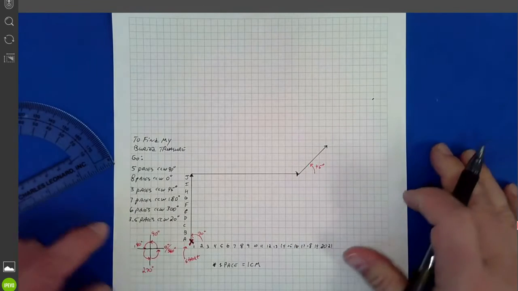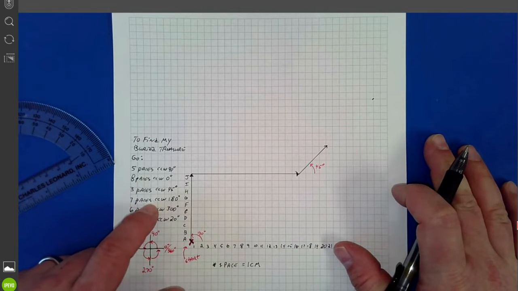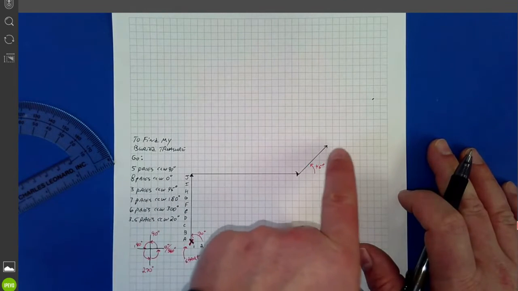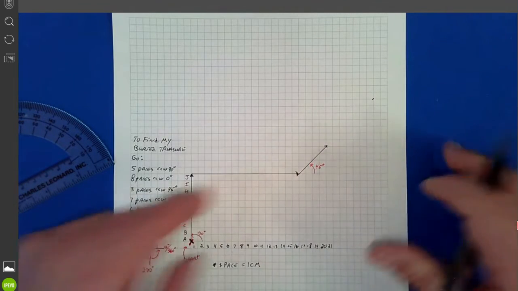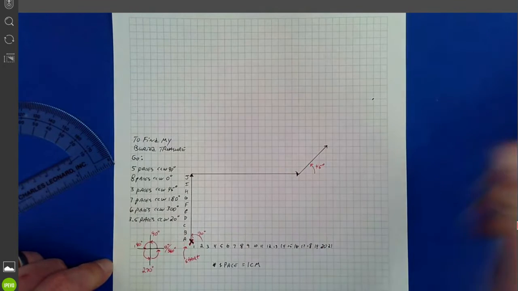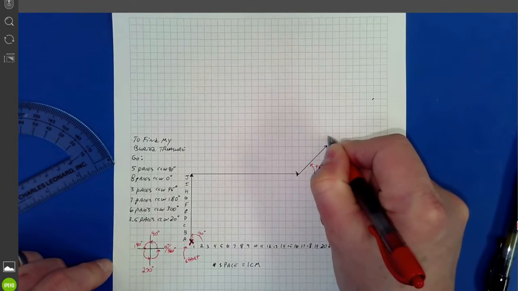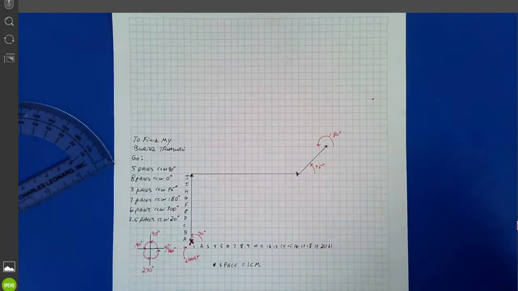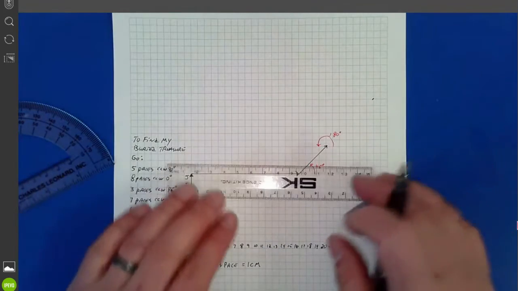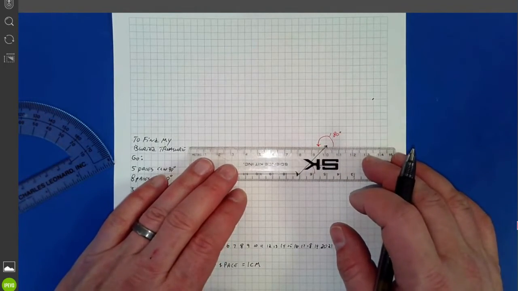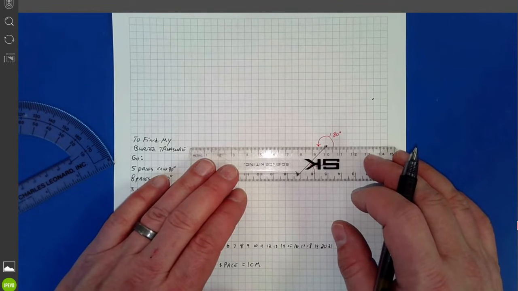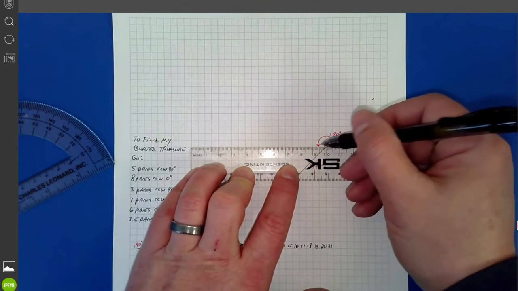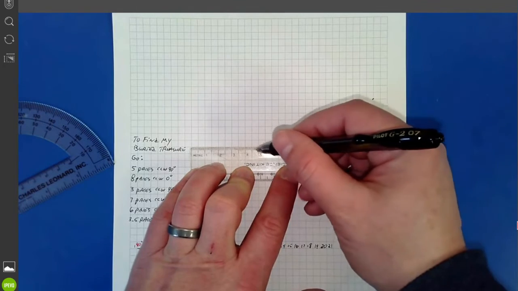The next one is 7 paces counterclockwise 180. That's going to be 7 centimeters to the left. 180, if I look at this, is like that. Now this needs to be 7 centimeters long, so I line my ruler up. 1, 2, 3, 4, 5, 6, 7.